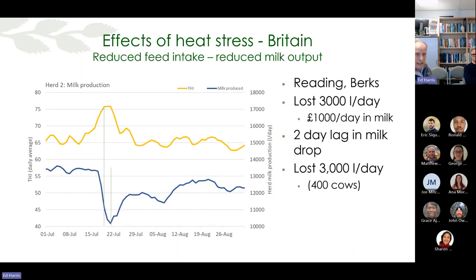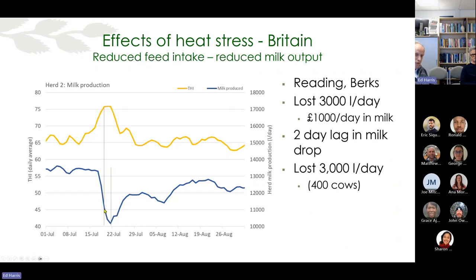Okay, does it happen in England? This is some work from a large dairy farm in Berkshire. It's not the university farm, it's the other one. There's only two big farms down there. The yellow line is the THI, and you can see here in the middle of July, it went up from about 65 up to 75.